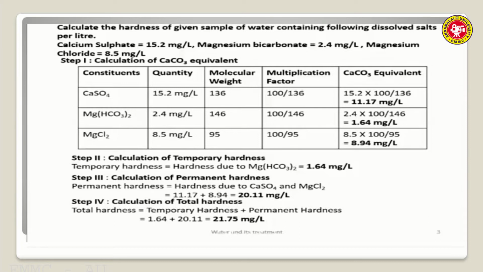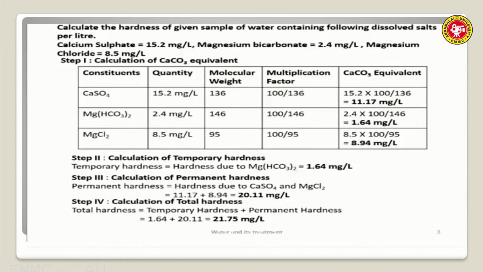So, I have put a tabular column for making the calculation easier. First column has constituents. First constituent I am going to take is calcium sulfate. Quantity available in the water sample, as per the question paper, is 15.2 milligrams per liter. What is the molecular weight of calcium sulfate? We know it is 136. So the multiplication factor is nothing but the molecular weight of calcium carbonate, 100, divided by the molecular weight of calcium sulfate, which is 136.